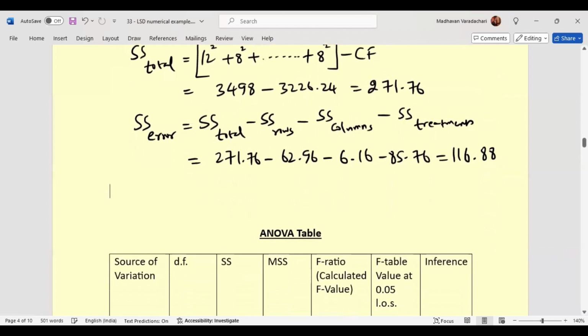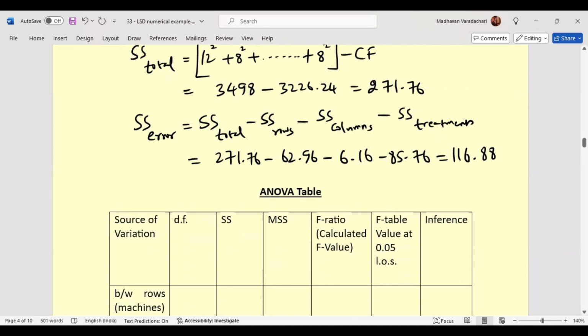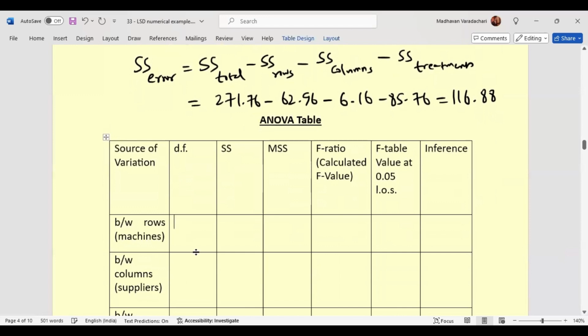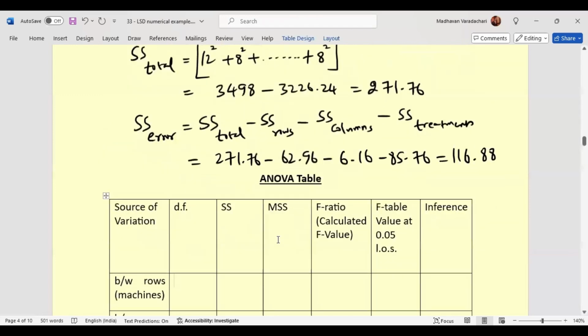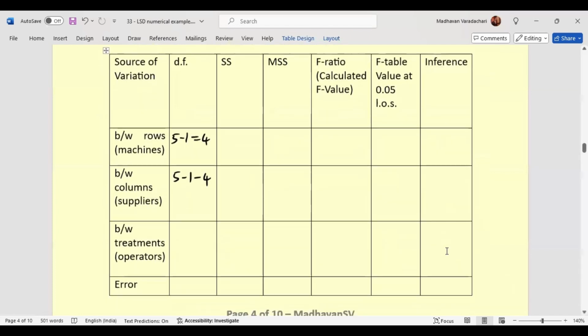Now we are ready with all the data required for the preparation of the ANOVA table. Now let us fill that up. First, between rows, the degrees of freedom. How many rows? We saw already it is 5 rows. So our degrees of freedom will be 1 less, that is 5 minus 1, which is 4. Number of suppliers is also 5 minus 1, 4 degrees of freedom. Number of treatments is also 4.